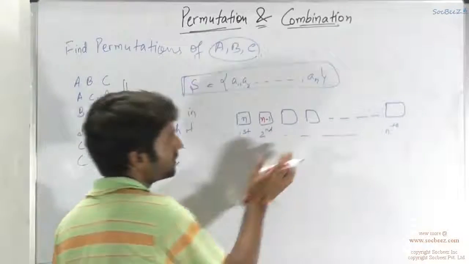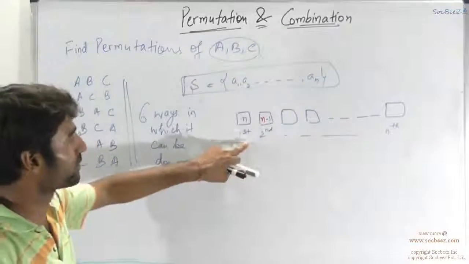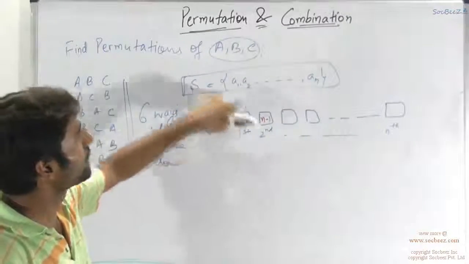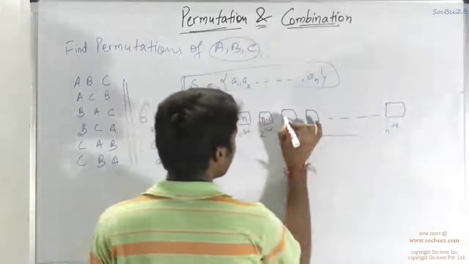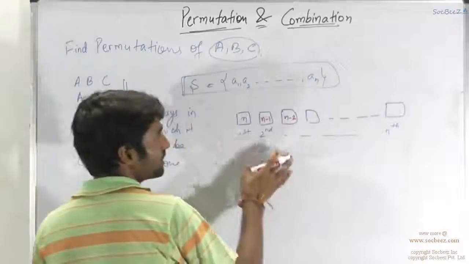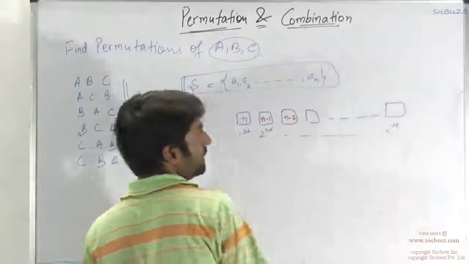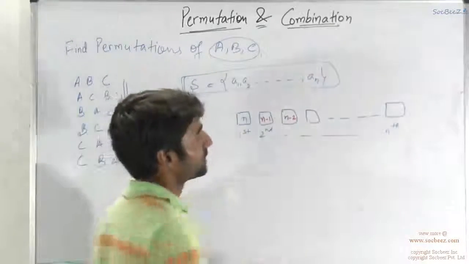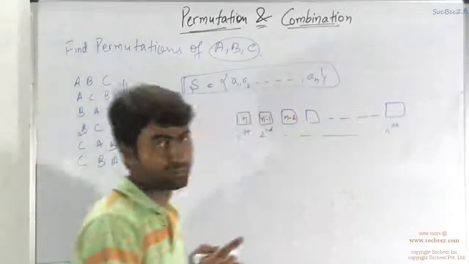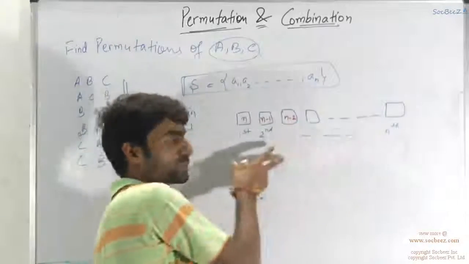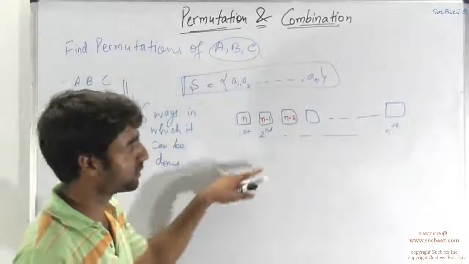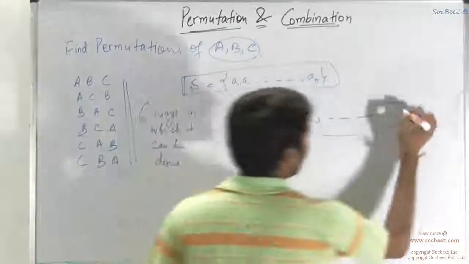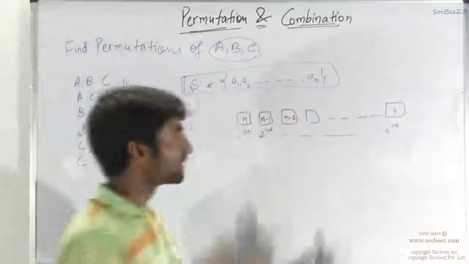Similarly for the third position, you have already chosen 2 numbers for the first and second positions. You can choose from this set except these 2 numbers. So there are n minus 2 possibilities. Similarly like this you will continue. At the last position you have just one remaining number because you have already chosen n minus 1 positions in the row. You are just left with one number, so you have one possibility left for the last position.